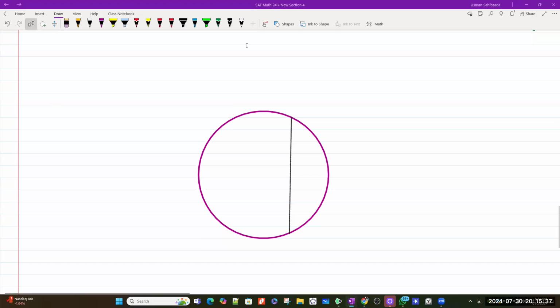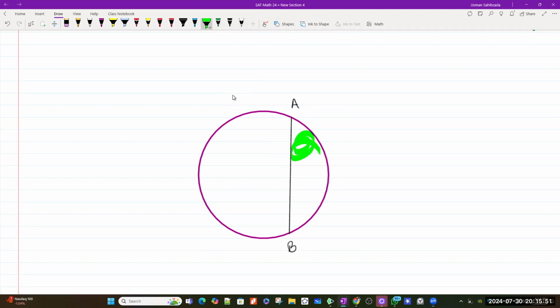Okay, so this is an extension of what we did yesterday. A chord is visible right in front of you. AB is a chord. And this area is a segment area. You call this area a segment.